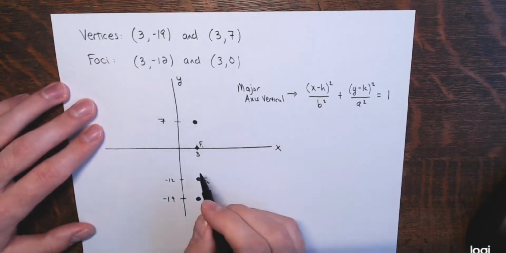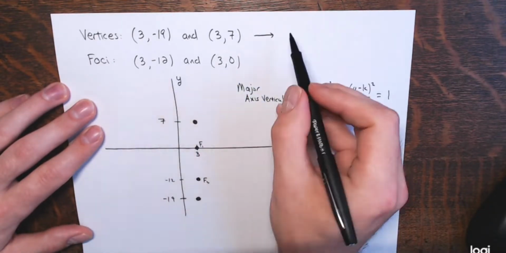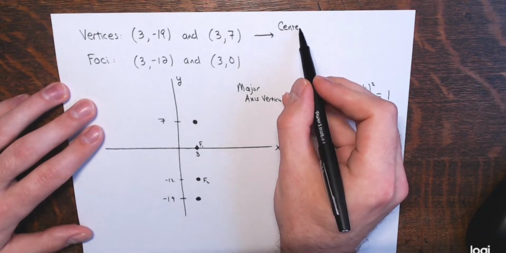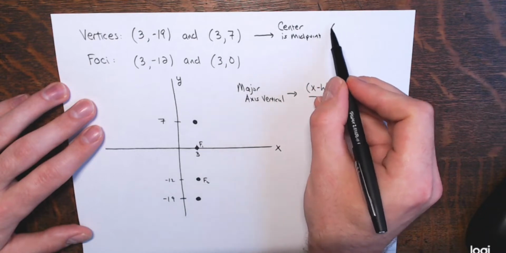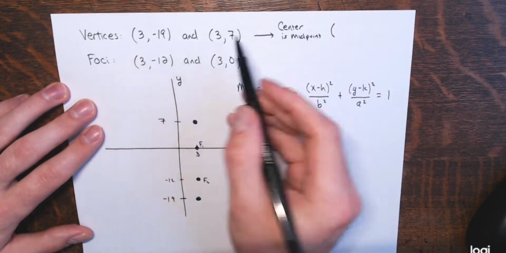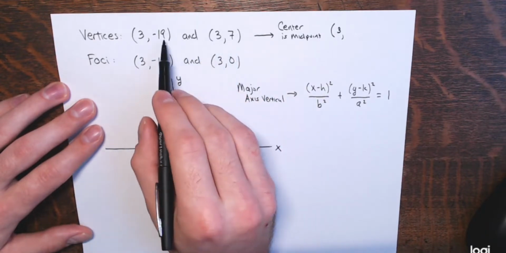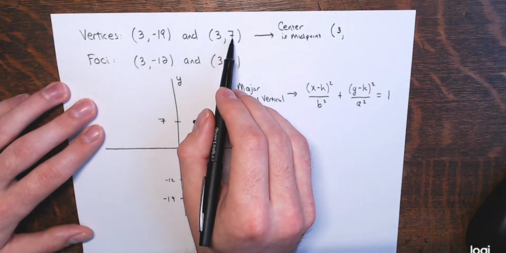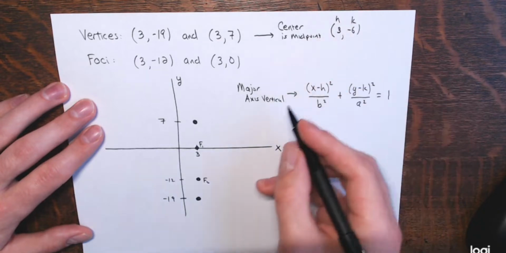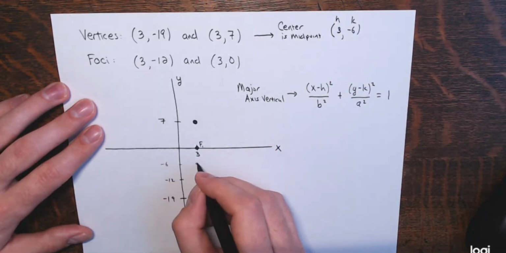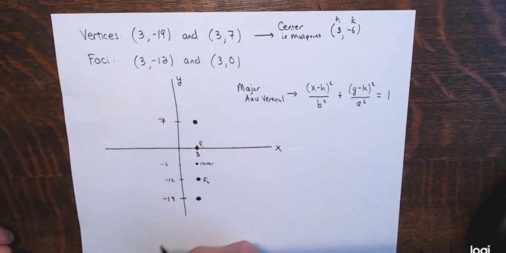Alright, well the center should be easy to find. If you know the two vertices, or even the two foci, the center is the midpoint of these two points. Now I hope you know how to find midpoint. You just take the average of the x-coordinates, which is 3 obviously, and then the average of the y-coordinates. Negative 19 plus 7 is negative 12, divided by 2 is negative 6. So there's your h and k. There's (3, -6), that's going to be the center. But again, all on the major axis here right now.